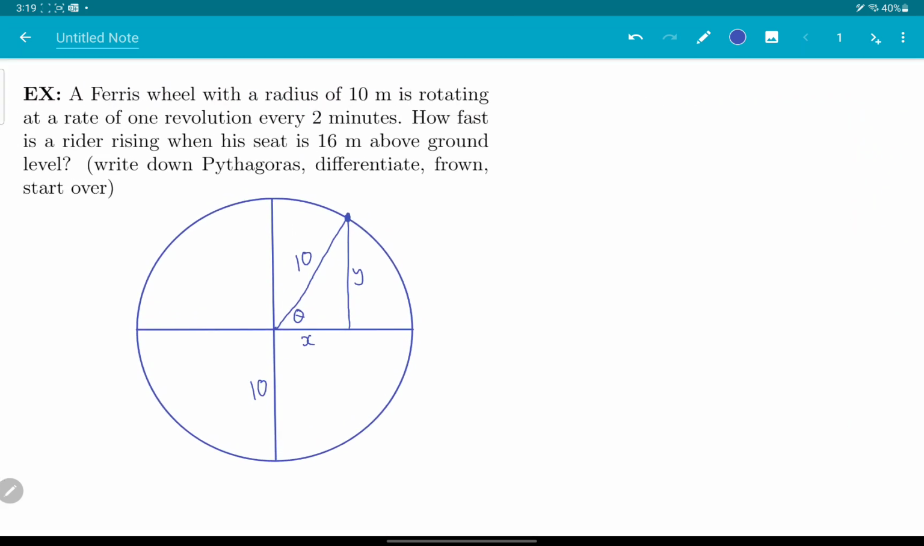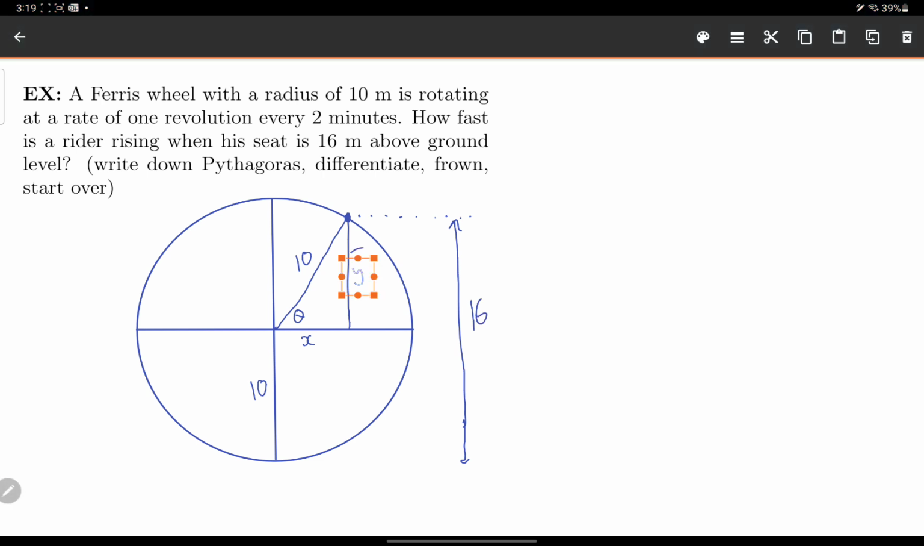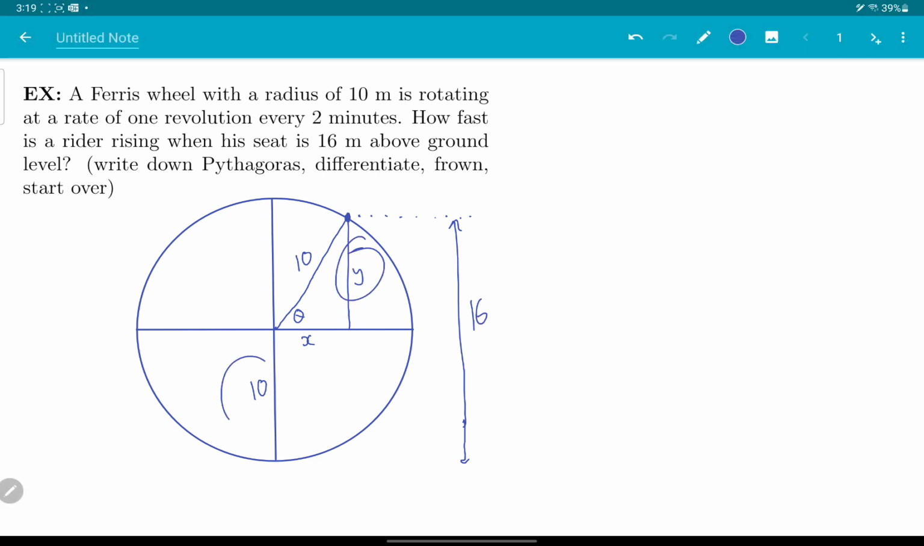16 is the height from top to bottom here. No, it's not. The 16 is the height of the rider at this given moment in time. So what can I say there? Well, I can say that y plus 10 is 16.